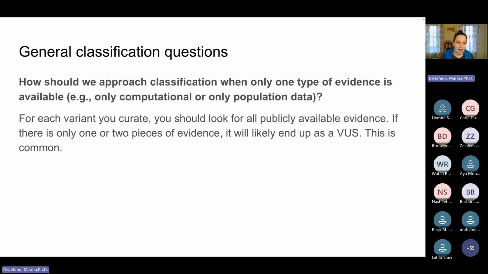This is common. All variants won't necessarily have tons and tons of publications or tons and tons of information to get you to likely pathogenic or pathogenic. You know, rare disease is rare. So you are going to end up with variants that don't have very much information. And those ones, at least for now, likely have to stay as a variant of uncertain significance, or VUS.